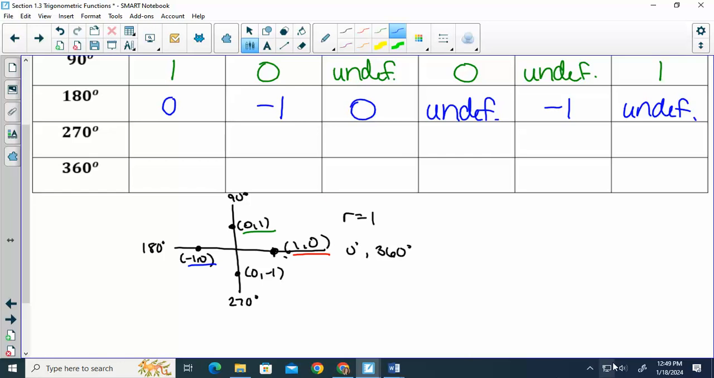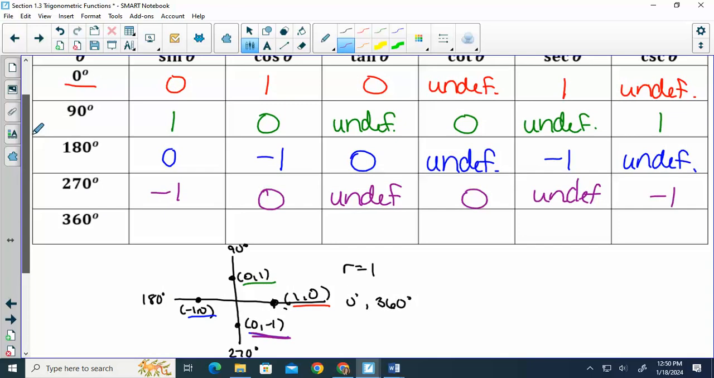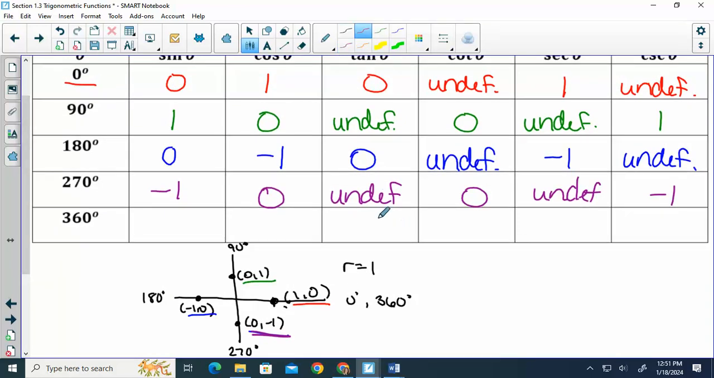You guys do the next 2 rows. So 270, using this point. Okay, so sine, y over r, is negative 1, cosine, x over r, is 0, tangent, y over x, undefined, cotangent is 0. And 360, if you really didn't want to think about it, 360 is the same as what? 0. So it's the same as our first row.